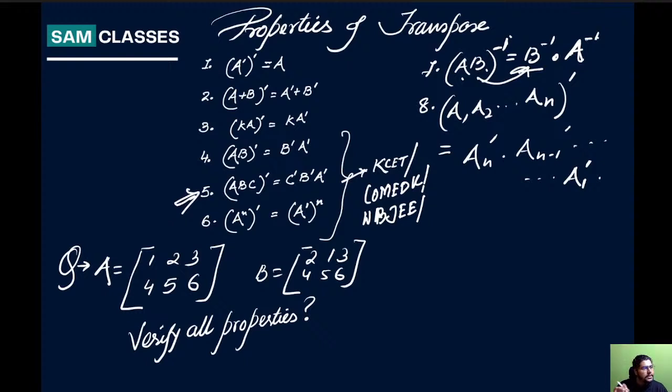Coming to properties. Few of the properties are very good and we'll be using them. So let's see which are those good properties. See, if you have transpose once and if you re-transpose, what will happen? We'll get back the same thing.